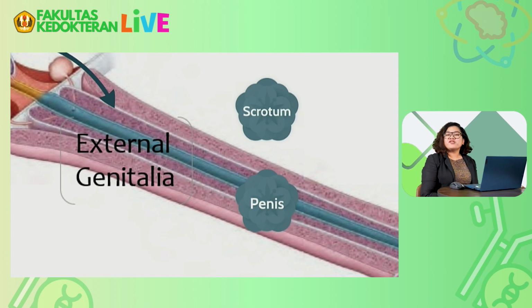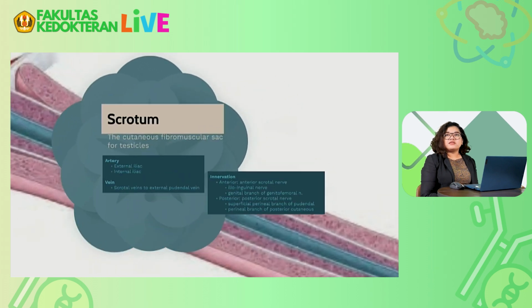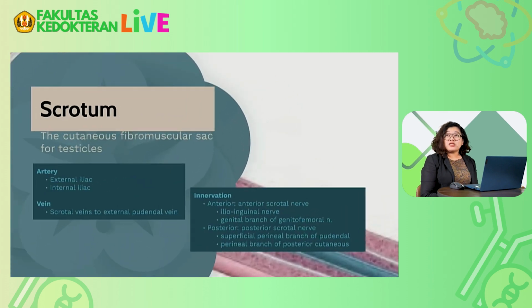Now we're moving on to the external genitalia. We will talk about the scrotum and the penis. First, the scrotum. Located posterior inferior to penis, the scrotum is a cutaneous fibromuscular sac that houses the testicles. The scrotal raphe in the middle of the scrotum is visible by the naked eye. It originated embryologically from 2 halves. So it's continuous with the penile and perineal raphe.